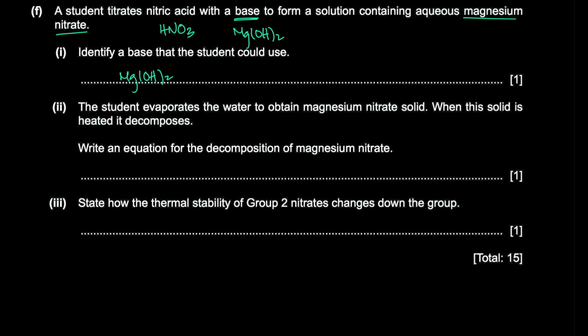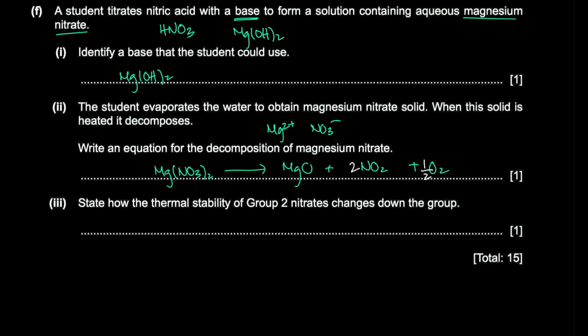When this solid is heated, it decomposes. Write an equation for the decomposition of magnesium nitrate. Magnesium nitrate is Mg(NO3)2. Mg is 2 plus, NO3 is 1 minus, so it's Mg(NO3)2. When this decomposes, you get magnesium oxide, nitrogen dioxide, and oxygen gas. To balance this equation, you're going to have 2NO2 and half O2. You just have to remember this equation.